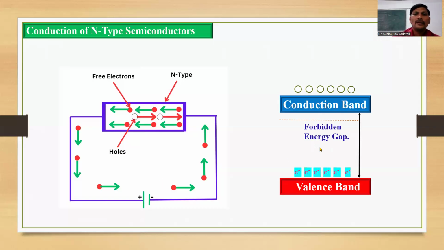Now coming to the valence band. In P-type semiconductors, we observed that the valence band has the holes, free holes, conduction holes. But in N-type semiconductors, the valence band has the free electrons, and the conduction band has holes. The electrons move from the valence band to the conduction band. In P-type, the electrons move from the conduction band to the valence band.